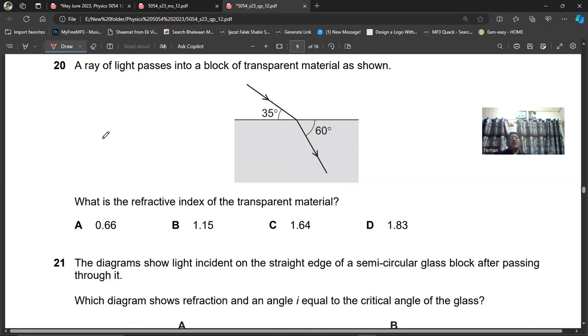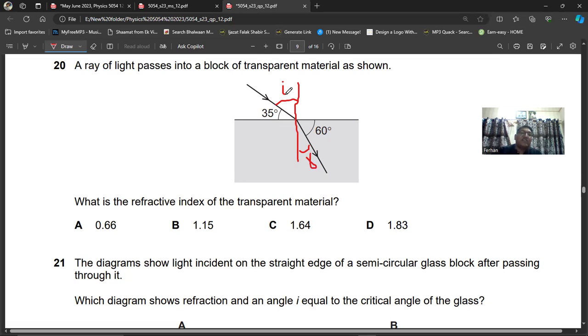Question number 20, a ray of light passes into a block of transparent material as shown. What is the refractive index of the transparent material? So here the incident ray is shown, the refracted ray is shown, but the angle of incidence and angle of refraction are not shown. So first of all, I will draw a normal here and I will check how much is the angle of incidence, and then I will check how much is the angle of refraction.